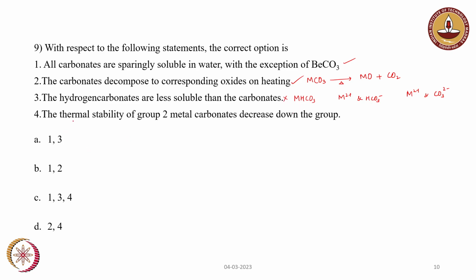And the next one is, the thermal stability of group 2 metal carbonates decreases down the group. So the statement is wrong. When moving down the group, the stability of carbonate increases. So this one is also wrong. So option B is the correct answer.